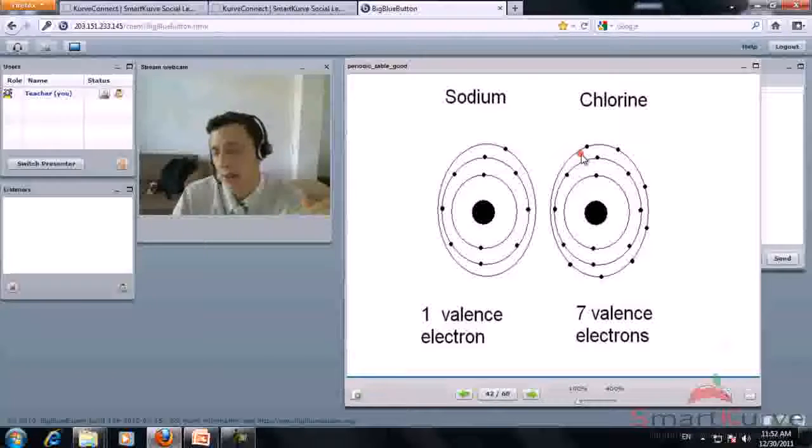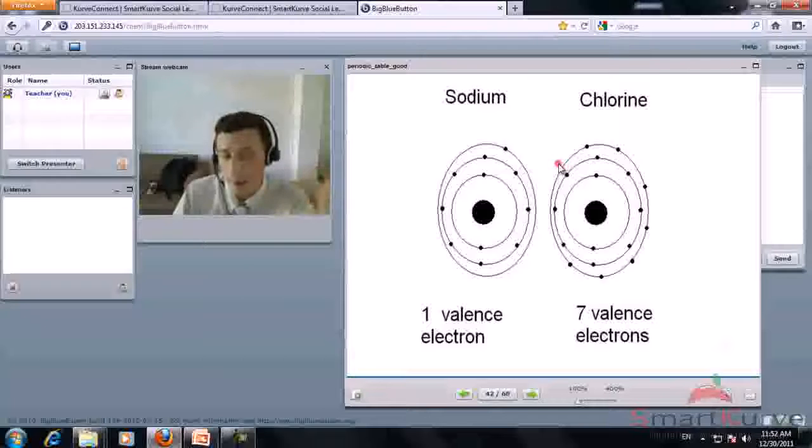Beside that, we have an atom of chlorine. Remember, chlorine's atomic number is 17, meaning that chlorine has 17 protons in its nucleus. And then around that nucleus, we have 17 electrons. Notice we have 7 electrons in the valence shell. Sodium 1 valence electron, chlorine 7 valence electrons.